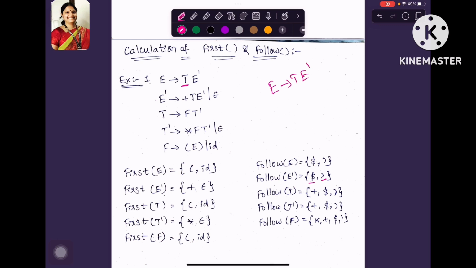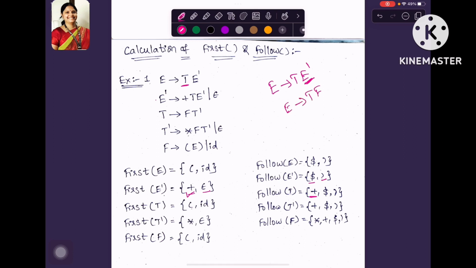So after T, follow of T will be E dash. As E dash is a non-terminal symbol, we have to calculate the first of E dash. So what is the first of E dash? We have already calculated, that is plus and epsilon. So we have to place this plus over here, and epsilon should not be present in the follow. So we will replace epsilon in the place of E dash.